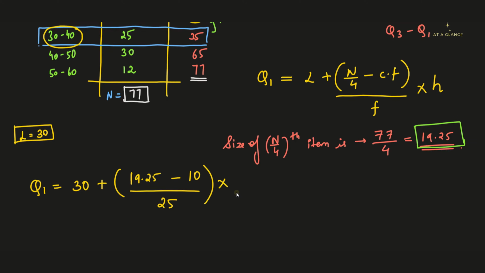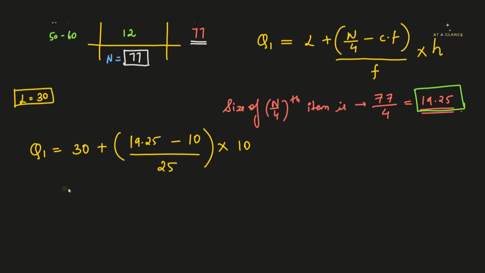Now the next is h. Here, h is nothing but the height of the interval. So to find out the interval gap, that is height, we'll have to subtract the least value from the maximum value, that is 40 minus 30. It comes out to be 10. So basically 10 is nothing but the height of this particular interval.